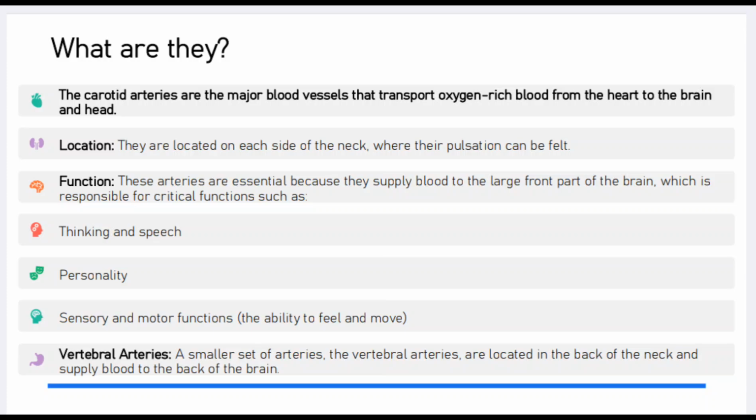What are they? The carotid arteries are the major blood vessels that transport oxygen-rich blood from the heart to the brain and head. These carotid arteries are located in the neck and supply oxygen-rich blood to the brain, face, and neck.